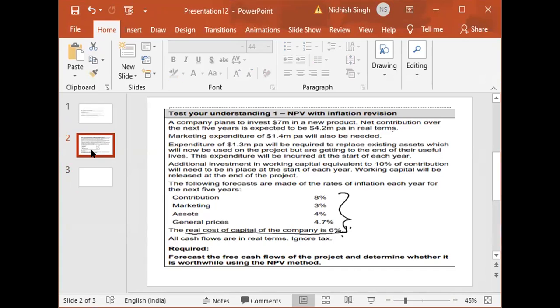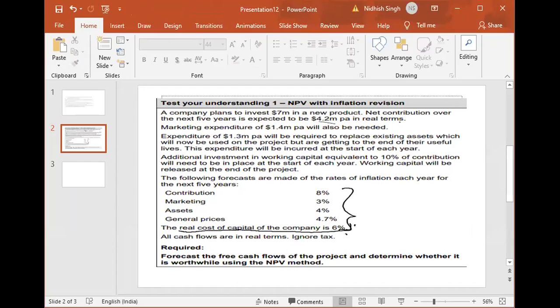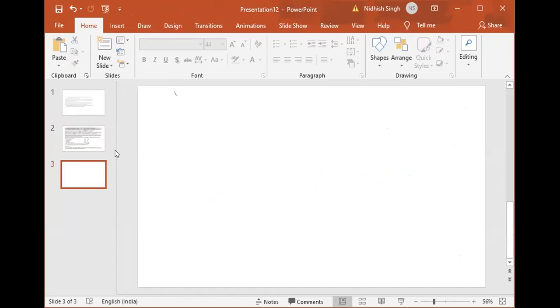A company planned to invest 7 million in a new product. Net contribution over the next 5 years is expected to be 4.2 million per annum in real terms. Marketing expenditure is 1.4 million. Expenditure of 1.3 per annum will be required to replace existing assets. And then we have all these rates of inflation. So moving to the second part, 7 million of new investment required. So let me have year 0, 1, 2, 3, 4, 5, 6. I think that should be enough.